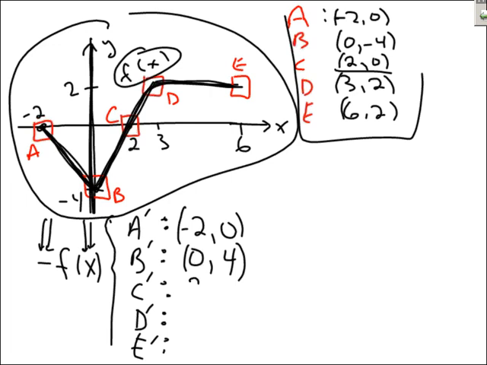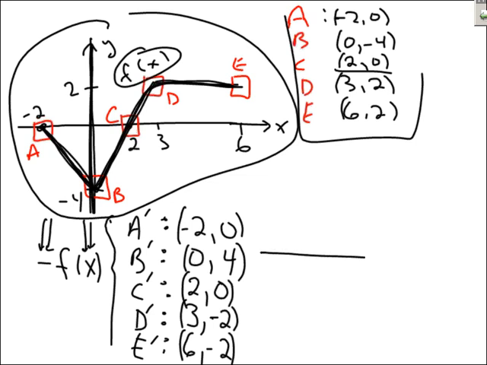C is 2, 0. C prime is also 2, 0, because when you change the sign of 0, you get 0. 3, 2 for D. D prime, 3, negative 2. I change the sign of the y. E is 6, 2. We get 6, negative 2. And I draw this.